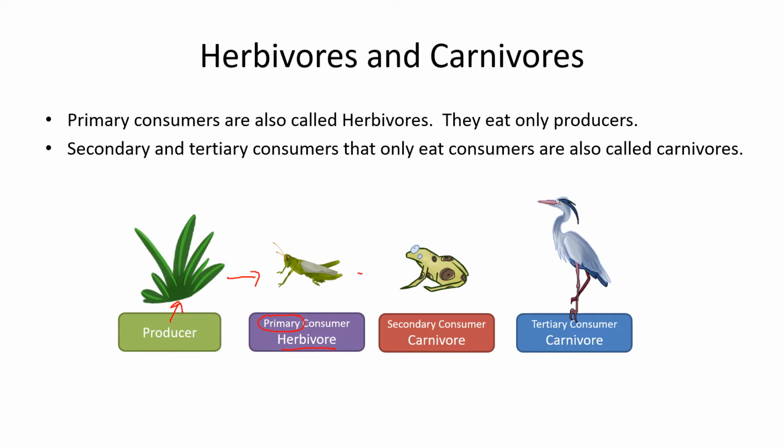And then the energy moves on to what you call a secondary consumer. And we call those guys carnivores. And finally, the energy will move on to a tertiary consumer, or maybe further if the case may be. And that could be another type of carnivore, sometimes called a top carnivore, if there's nothing else that's eating that organism.